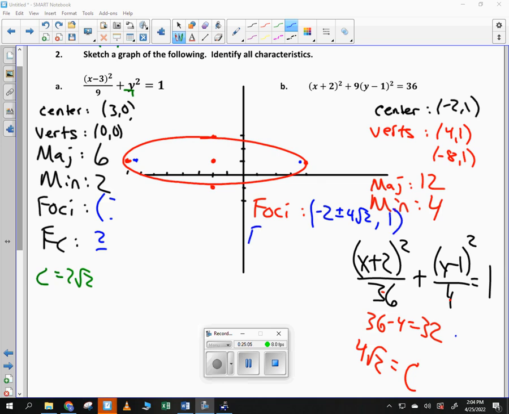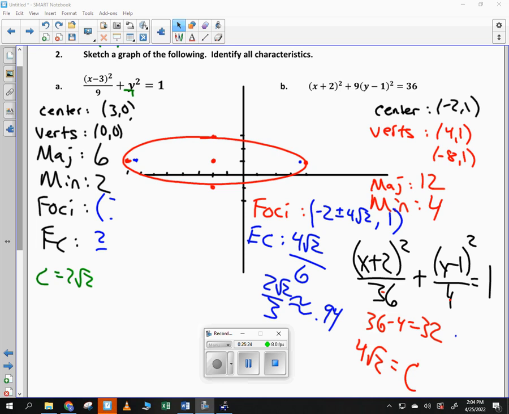And finally, the eccentricity is going to be 4 roots of 2. And then we divide that by what? 6. And you can see you get 2 roots of 2 over 3, which is exactly what we had in our previous problem, which is 0.94. Good work.